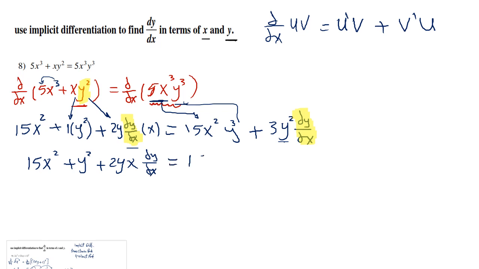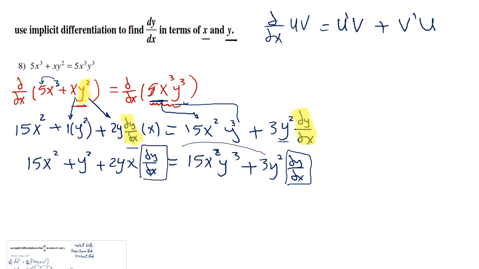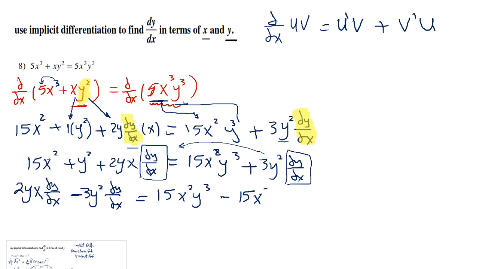is equal to 15x squared y to the power of 3 plus 3y squared dy by dx. I have two components of dy by dx, so I'm going to move this 3 to the other side. So I'm going to rearrange the equation. 2yx dy by dx minus 3y squared dy by dx is equal to 15x squared y to the power of 3 minus 15x squared minus y to the power of 3.